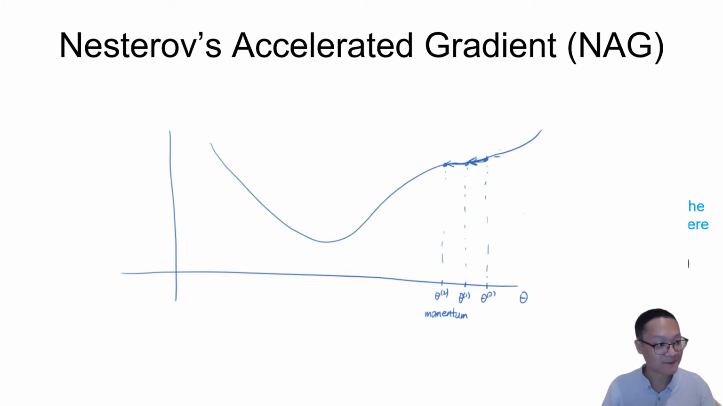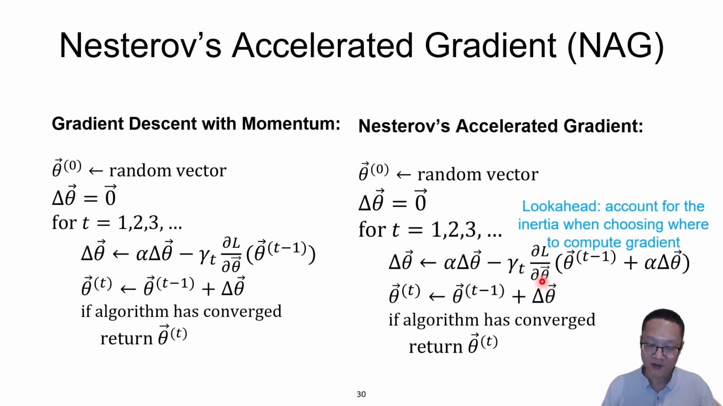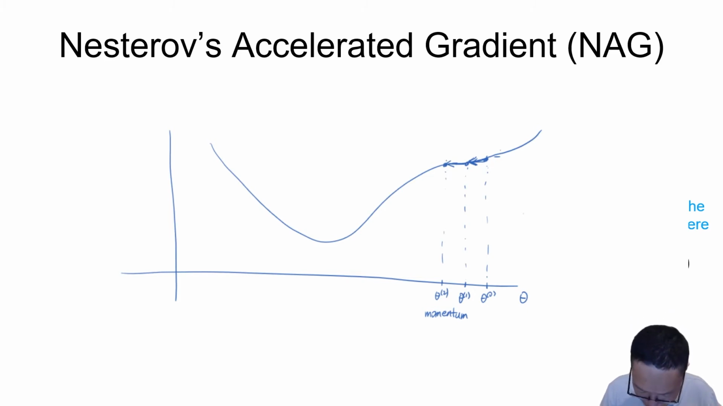But for Nesterov's accelerated gradient, we're going to evaluate the gradient at theta t minus 1 plus alpha delta theta. So instead of evaluating the gradient at this point, we evaluate it at this point plus alpha, some number, times delta theta. So we're evaluating the gradient over here, which is going to be a little steeper. So in this case, Nesterov's gradient will take this point somewhere a little farther along. That's why it's called the accelerated gradient. So this is theta 2 for Nesterov's accelerated gradient.